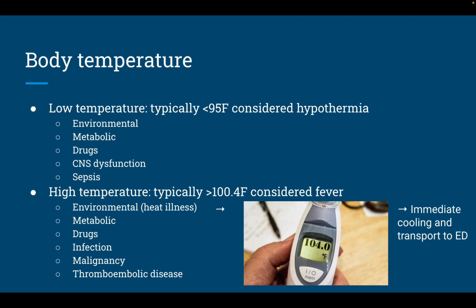But some other reasons for elevated temperature, metabolic concerns as well, with perhaps thyroid abnormalities, different drugs, medications that can increase temperature, like stimulant medications, infection, malignancy or cancer can elevate the temperature, and then thromboembolic disease, things like DVT or pulmonary embolism, can also elevate temperature.